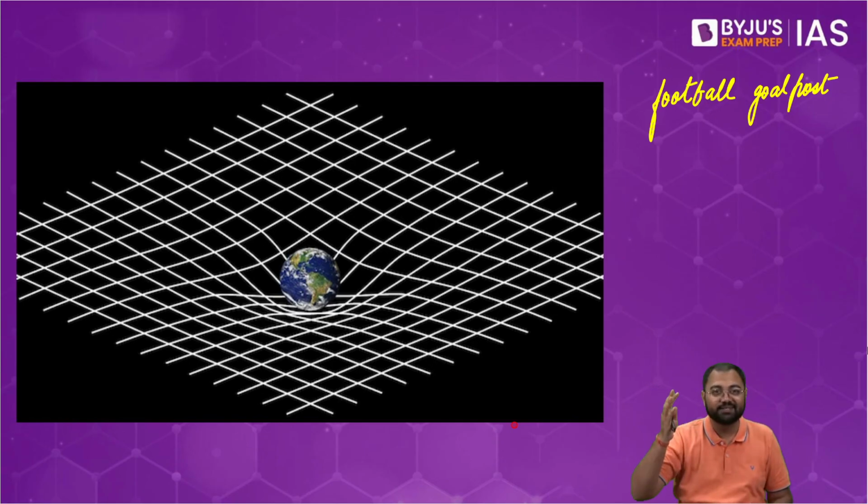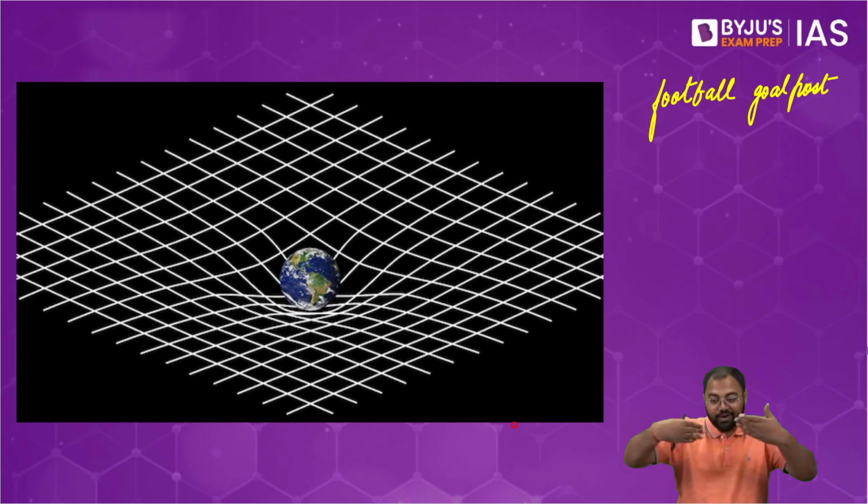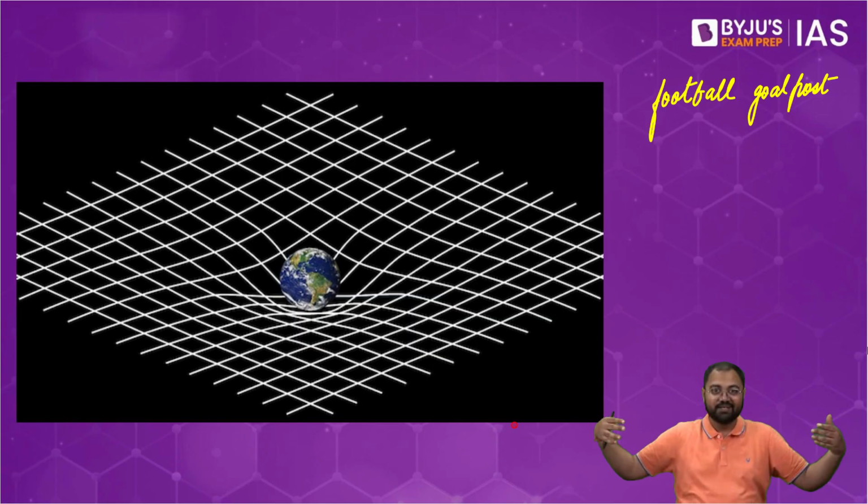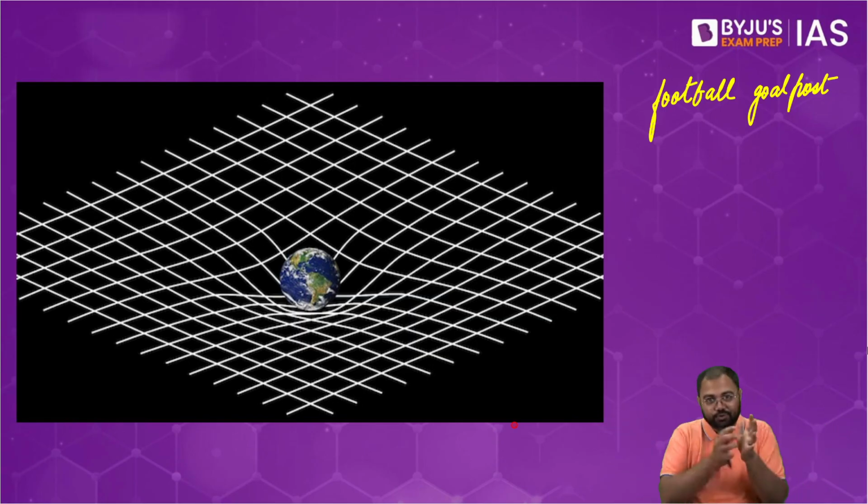What happens next? First, I break my leg, but then when this football hits the goalpost, very violent waves will be produced. Correct? So, depending on the mass of the football that is being hit towards this goalpost, the waves will be generated. Something similar happens in the universe as well.